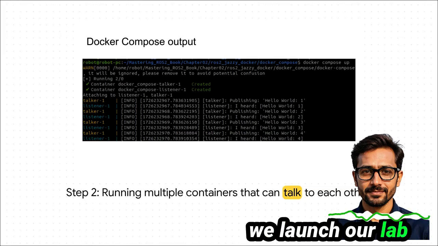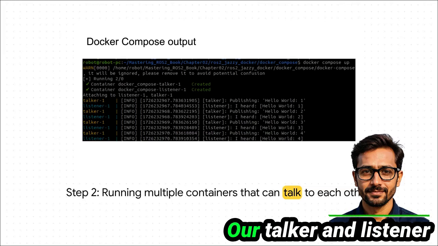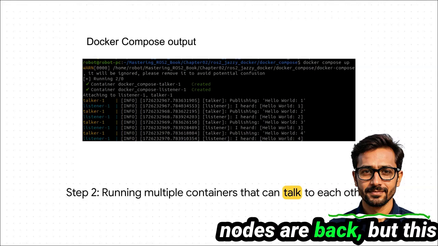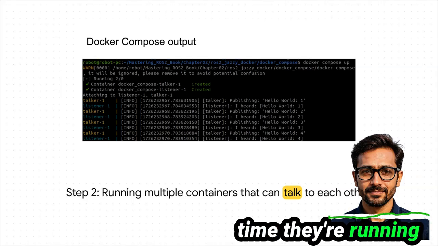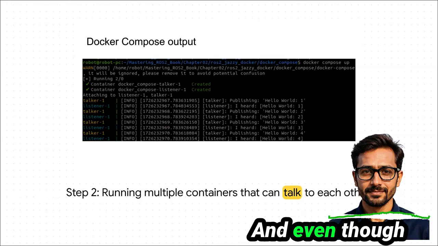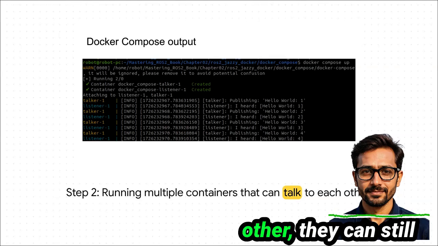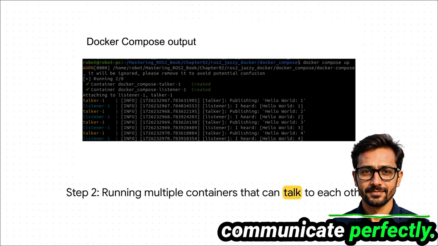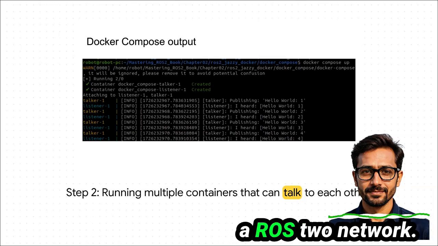Now for step 2. We launch our lab. And check this out. Our talker and listener nodes are back, but this time they're running inside separate, totally isolated virtual boxes. And even though they're completely walled off from each other, they can still communicate perfectly. This is the power of a ROS2 network.